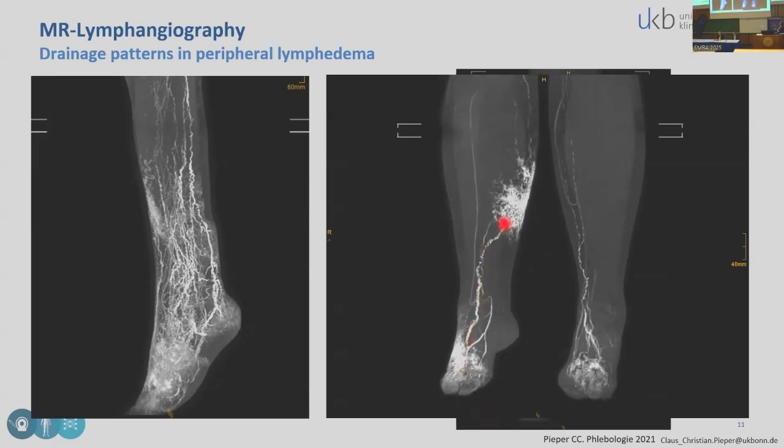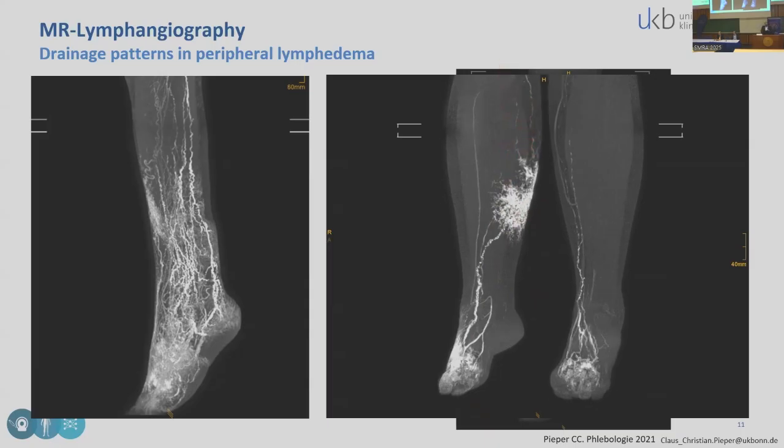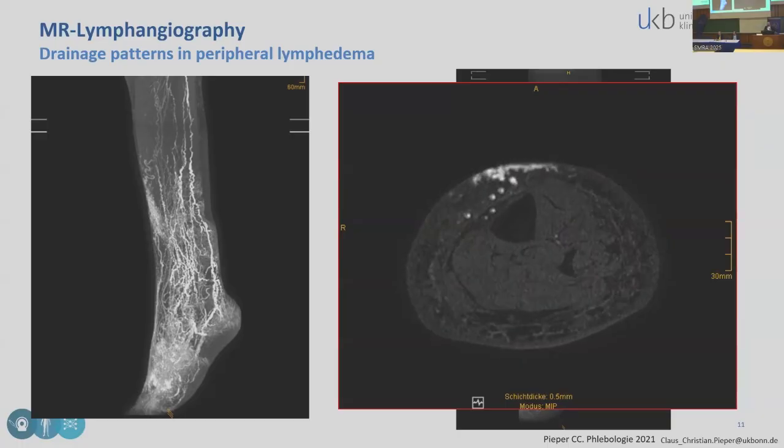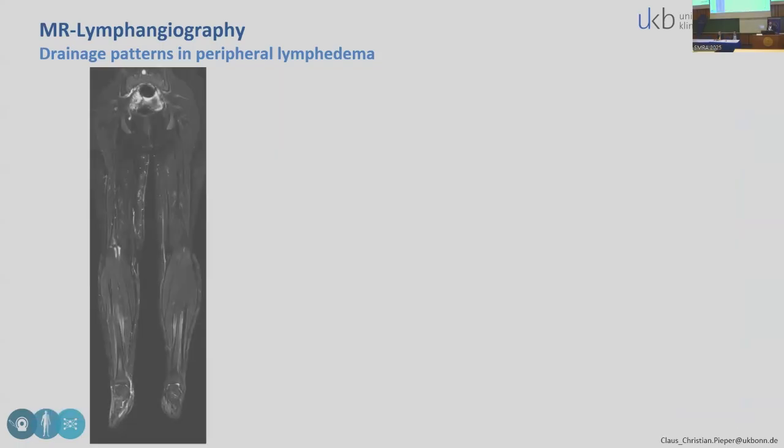You can see that this large collecting vessel terminates in this area of dermal backflow, and then there are new vessels deriving from there, actually being a collateralization mechanism. And we can then also use these images to guide modern surgical approaches to do, for example, lymphovenous anastomoses. The strength of MR is that you are not only limited to see the immediate vicinity of the problem.